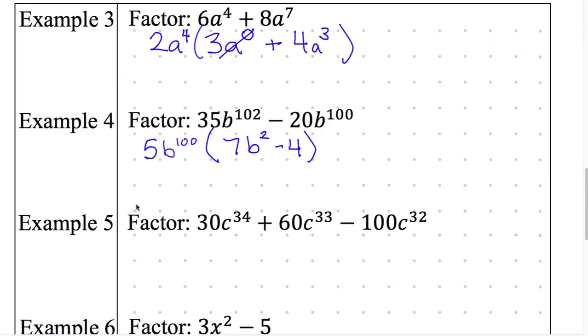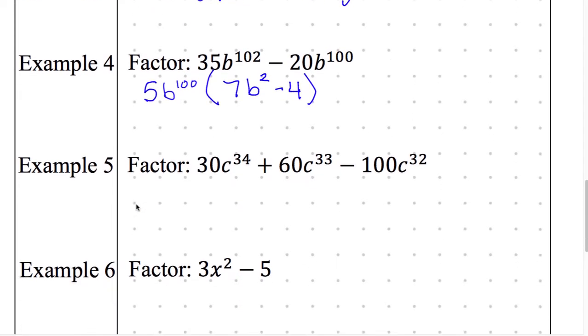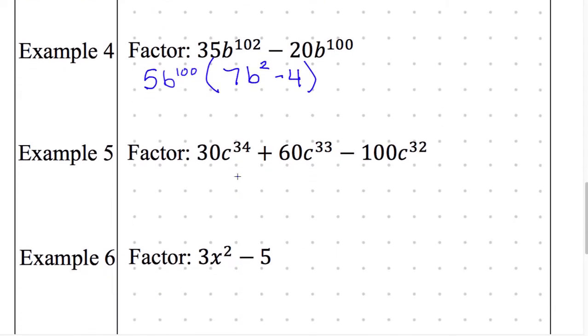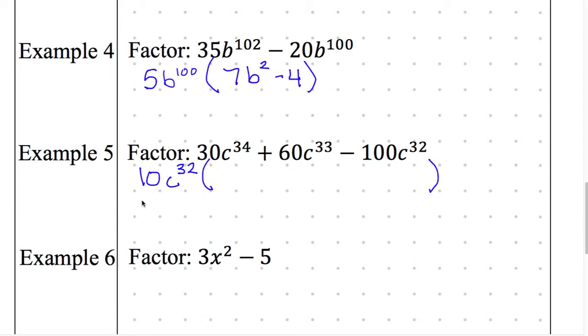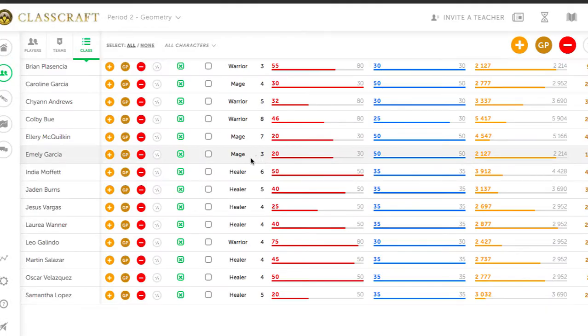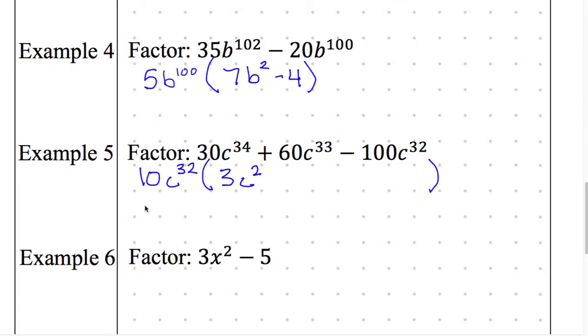All right. Example number 5. Greatest common factor was what? Martine. There it is. 10c to the power of 32. And then I need 3 different volunteers to do the inside after I give Martine his XP. All right. The first term, Chewy. There it is, 3c squared. Thank you, Chewy. And there's your marble.